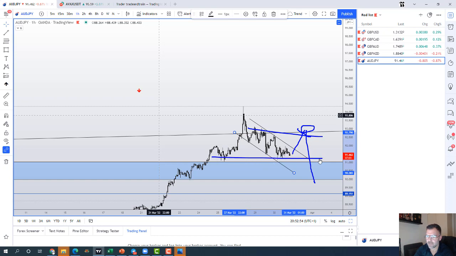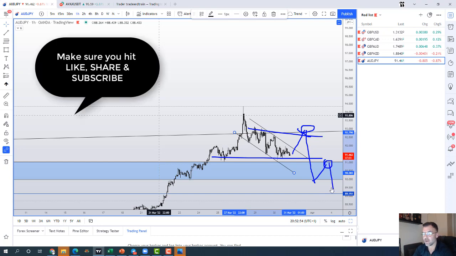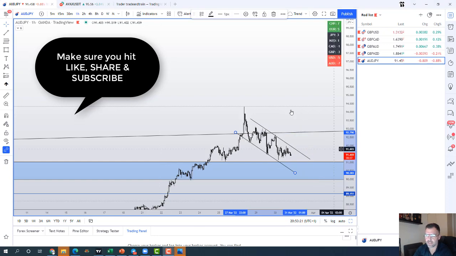And then when we get through this area here, 91, I'll be looking for that lower high opportunity to trade, and hopefully that will be the one that gives us some really nice pips down to the support of the bigger time frame pattern. So that's it for today, guys.